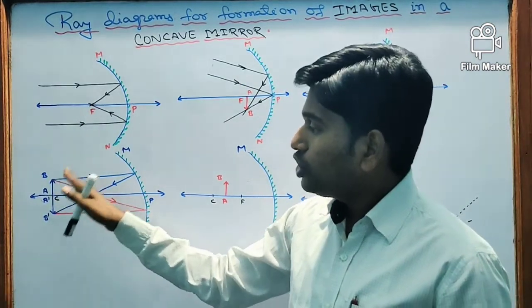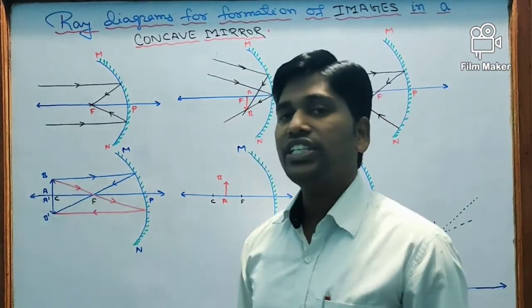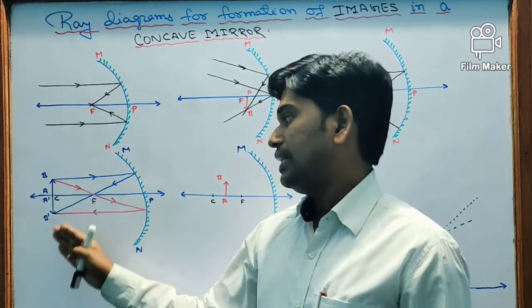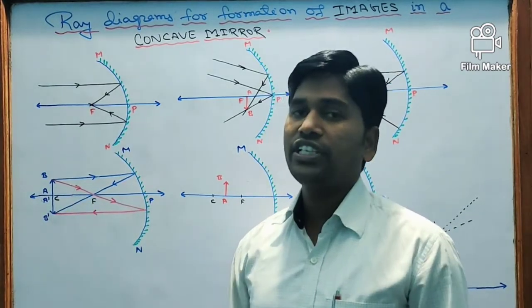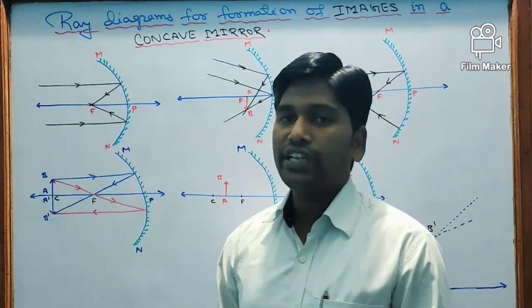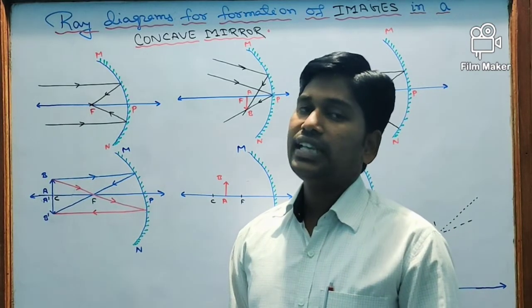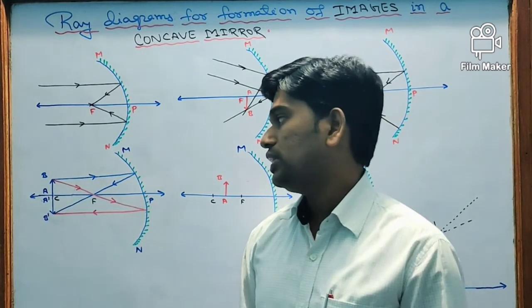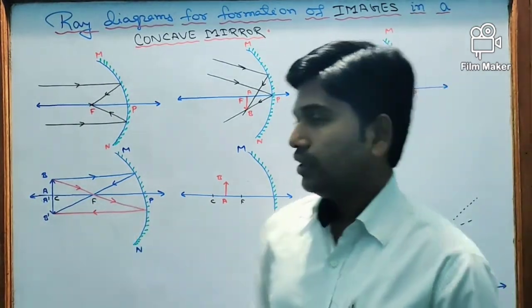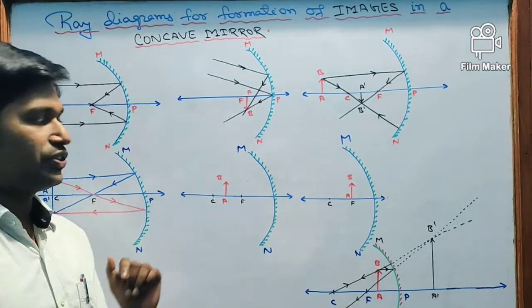So the position of object is at center of curvature. The position of image is also at center of curvature. The nature of the image is real and inverted. The size of the image is equal to the size of the object. So this is the position of image when the object is at center of curvature.